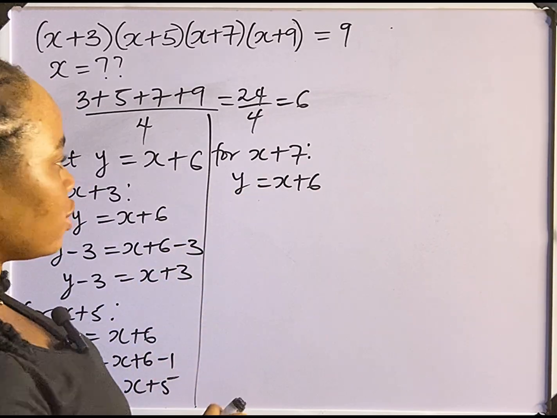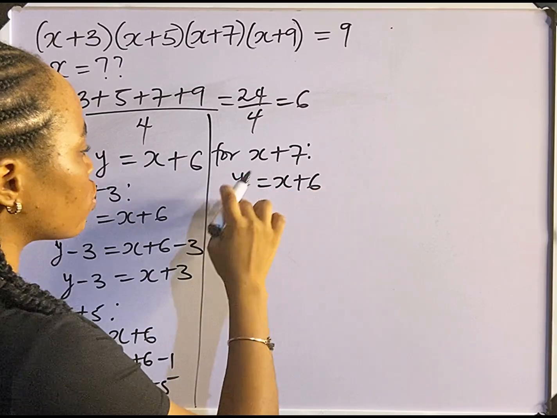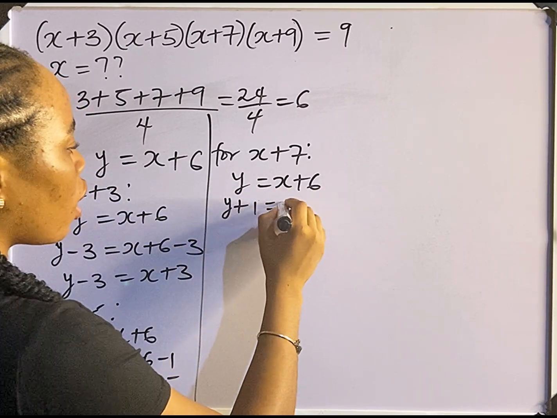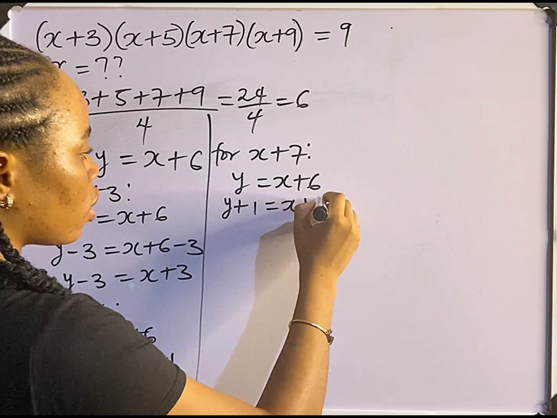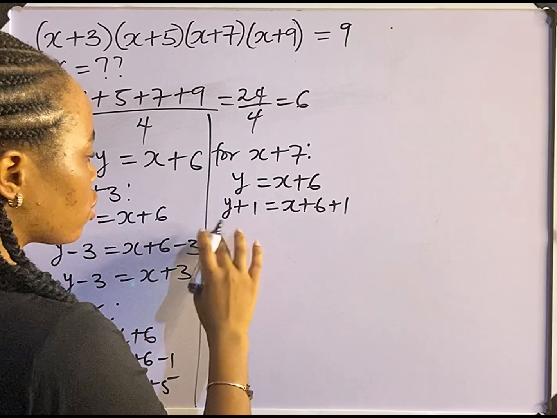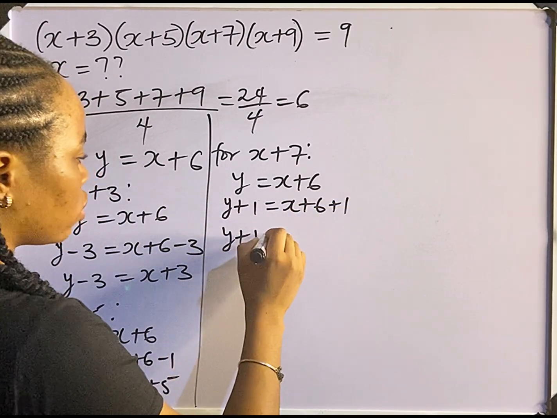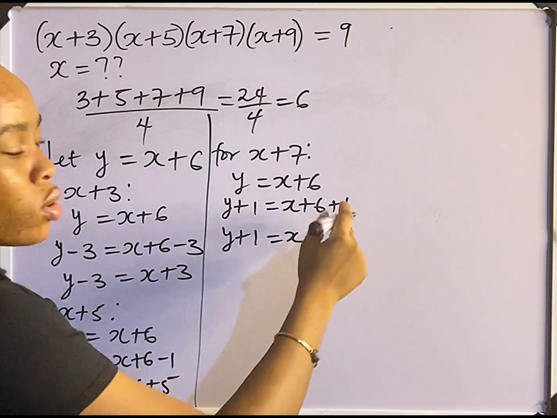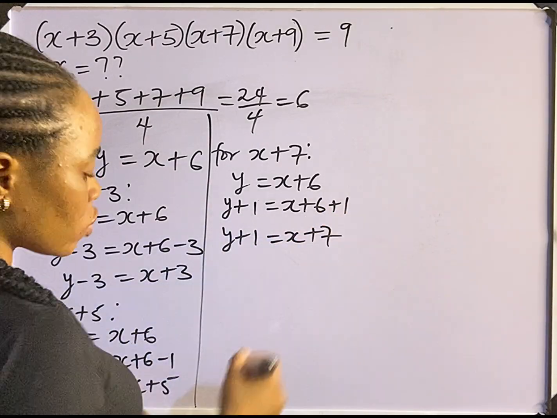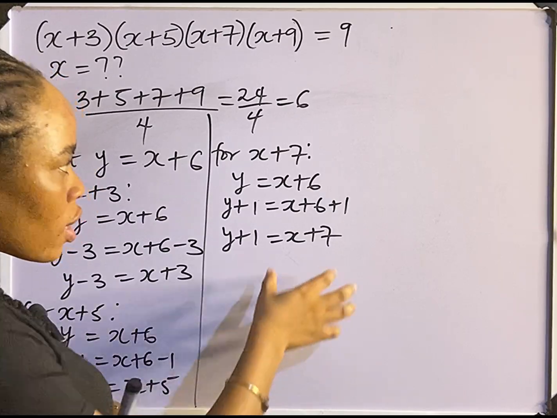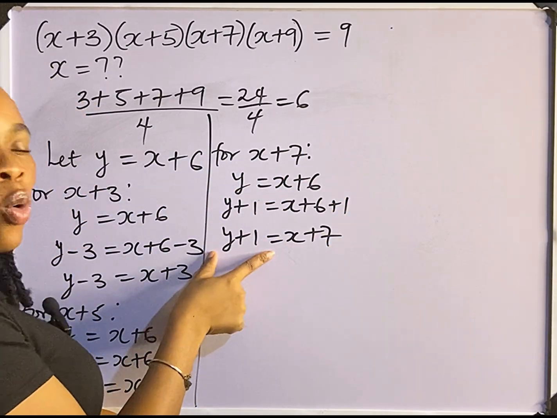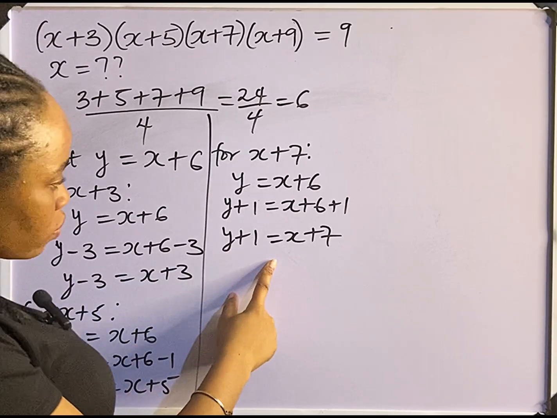I believe you can see that. Now I'm going to add 1 to both sides of the equation. So I have x plus 1 equals x plus 6 plus 1. So this is y plus 1 equals x plus 7. Now 6 plus 1, that is what? 7. So I have been able to write x plus 7 in terms of y. So I'm having y plus 1.